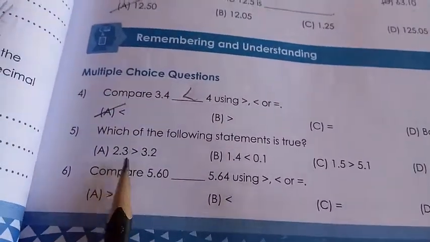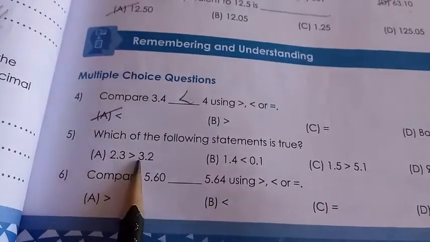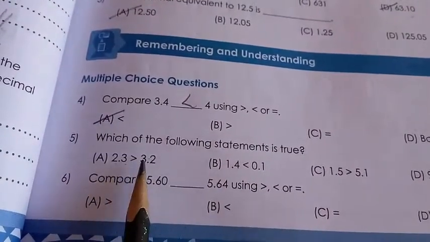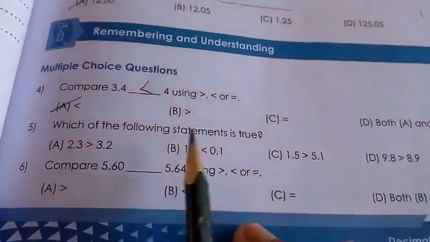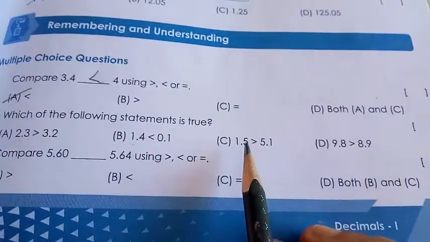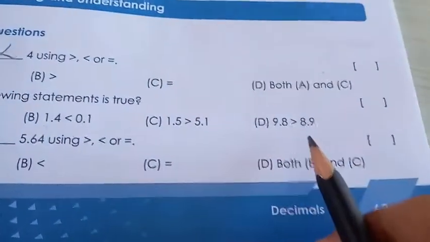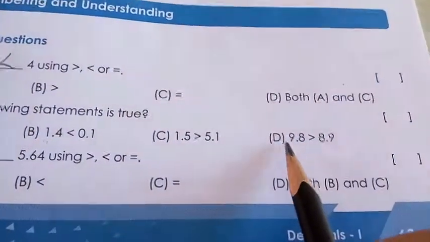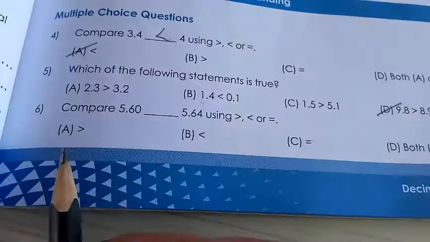Next, fifth one, which of the following statements is true? Okay. So first one, 2.3 is greater than 3.2? No. Here 2 is there, here 3 is there. First you have to compare the whole number part. 2 is greater than 3? No, wrong. So 1.4 and 0.1, this is also wrong. 1.5 is greater than 5.1, this is also wrong. D one, 9.8 is greater than 8.9. Right. 9 is greater than 8. So option D.